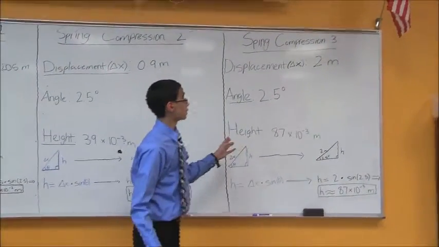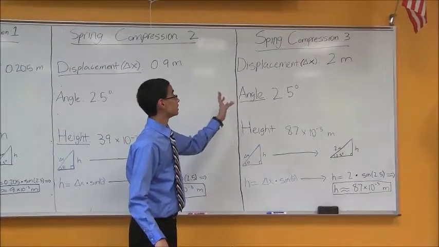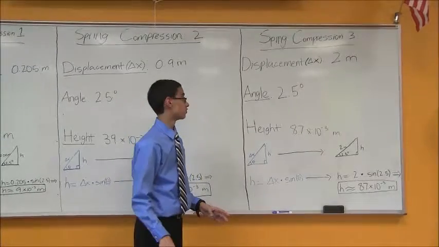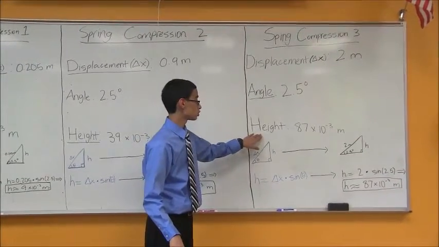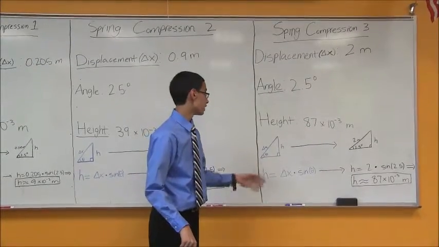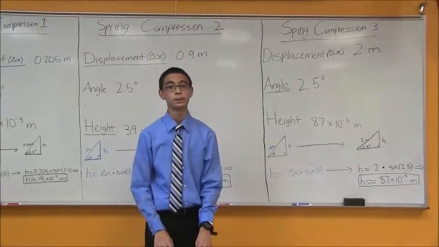For spring compression 3, when the spring was compressed to 3 units, it displaced 2 meters in the x direction and the angle was still kept constant at 2.5 degrees. For this situation, the height was 87 times 10 to the power of negative 3 meters, and I was able to use the same trigonometric relationship to arrive at that answer.